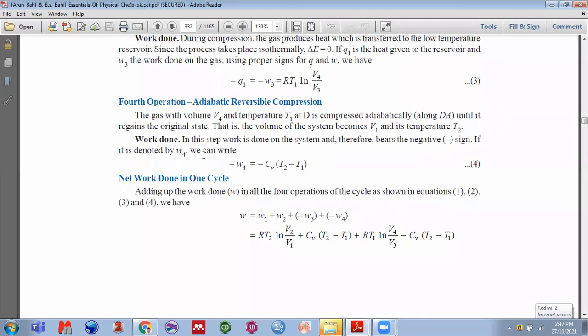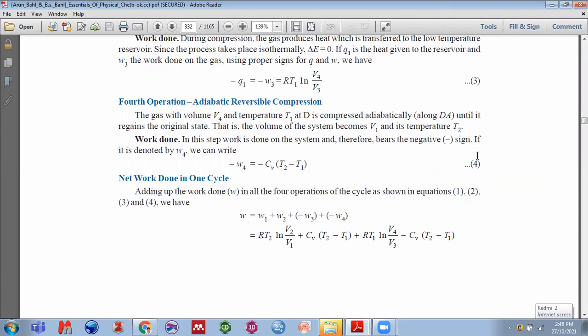The work done in this step is on the system and therefore it bears a negative sign. As per convention, we know work done by the system has a positive sign, work done on the system has a negative sign. If it is denoted by W4, we can write minus W4 equal to adiabatic reversible compression, minus CV into T2 minus T1. That is equation number 4.